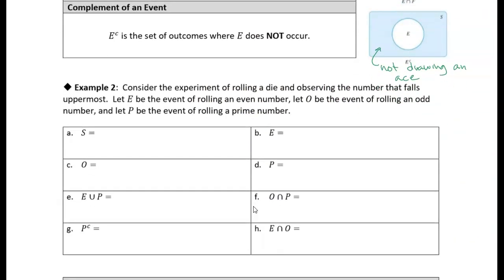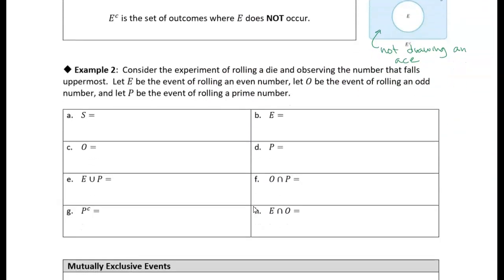Consider the experiment of rolling a die and observing the number that falls uppermost. We're going to let E be the event of rolling an even number. We're going to let O be the event of rolling an odd number. And we're going to let P be the event of rolling a prime number. Okay. So let's define these sets.